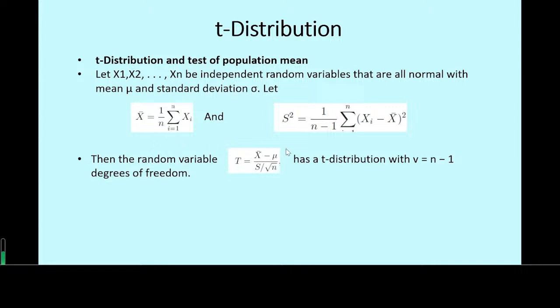So if we have calculated x bar and s squared, then the t value, which we can call the test statistic from the sample, equals x bar minus the hypothesized population mean value, then divided by the sample standard error, that is s divided by the square root of n, the sample size. Then this t test statistic has a t-distribution with n minus 1 degrees of freedom.